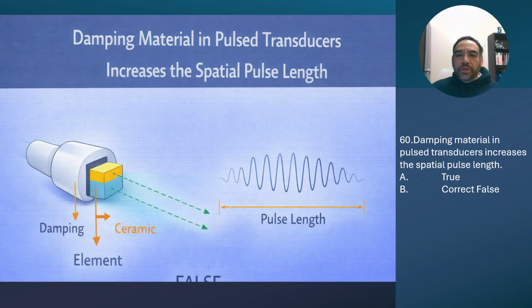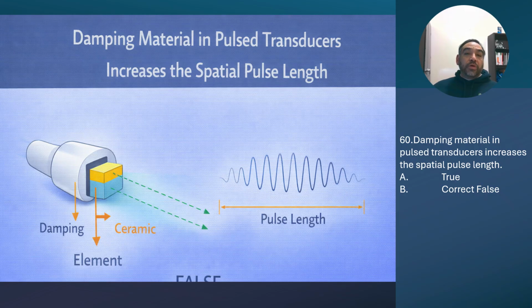Okay, next question. Damping material in pulsed transducers increases the spatial pulse length. This is a true and false. A is true, B is false. And again, the correct answer for this one is false. So the damping, or that backing material, is attached to the rear of the crystal, and its job is to absorb the backward directed sound. It's to stop the crystal from vibrating too long, so reducing that ringing.